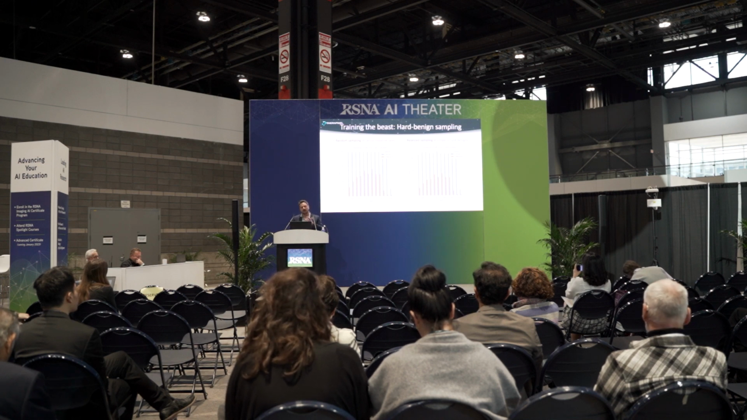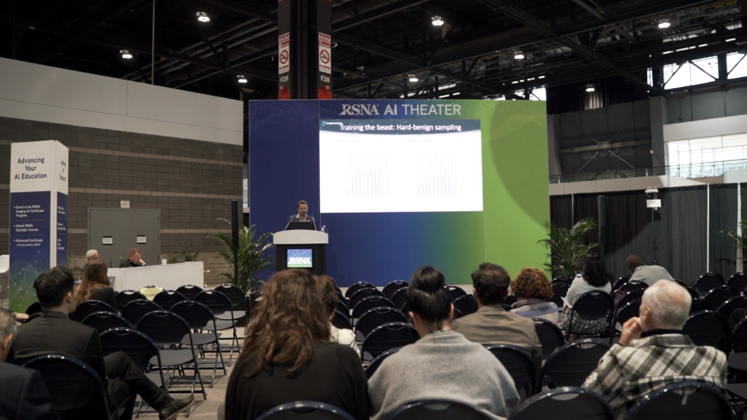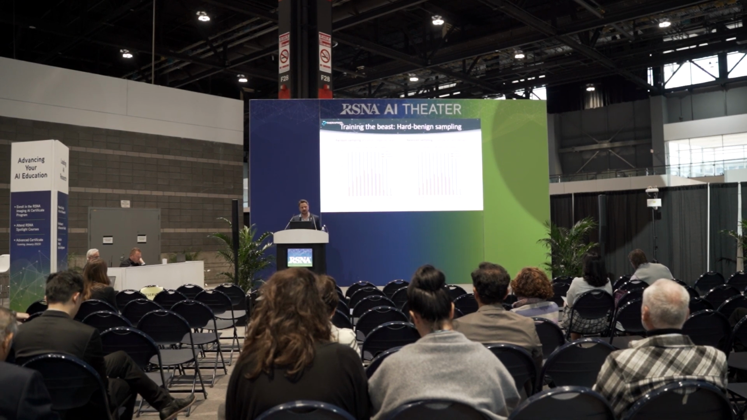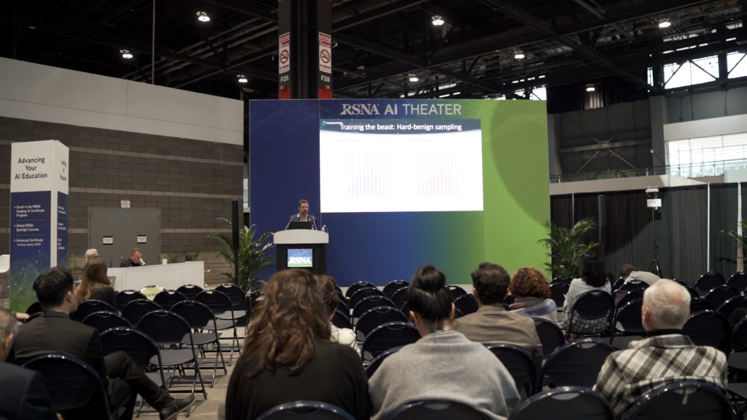On the left, you get a sampling of the negatives which is made randomly, and on the right, something we call hard benign sampling. There's not much difference between the two a priori. The ratio between the blue bars, which are the benign cases, and the orange bars, which are the malignant ones, looks more or less the same across both types of sampling.